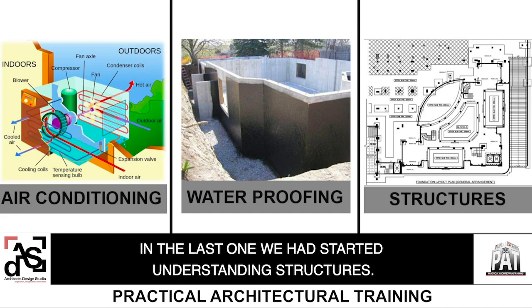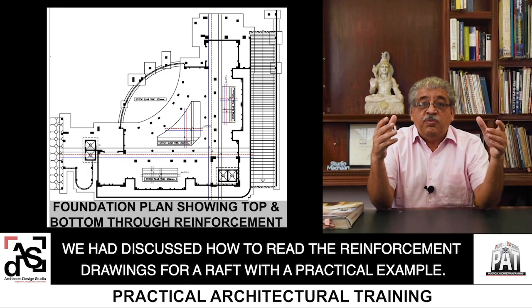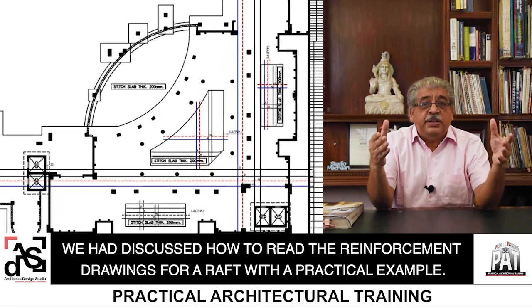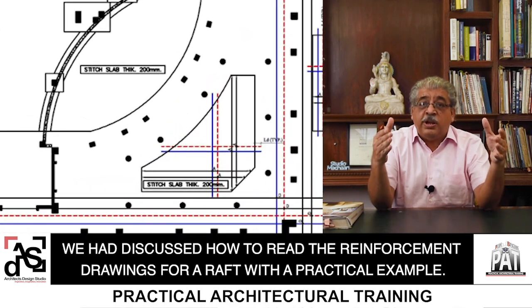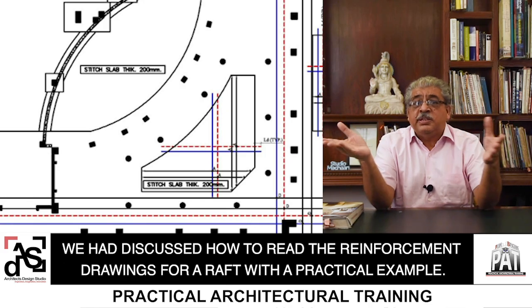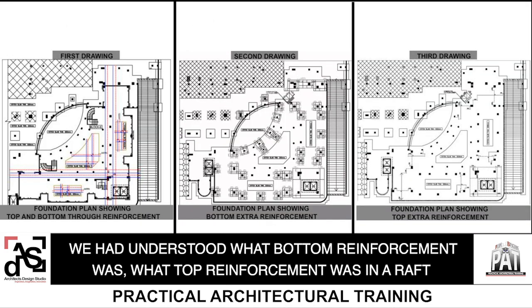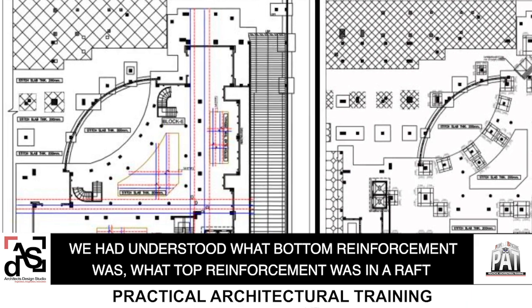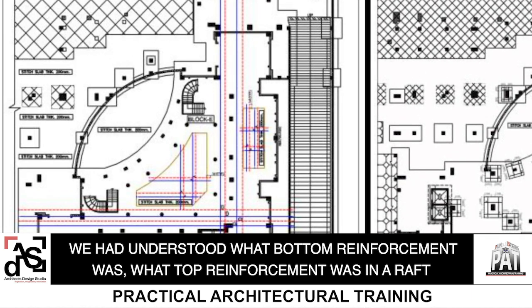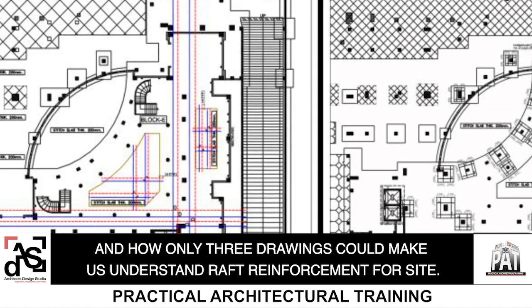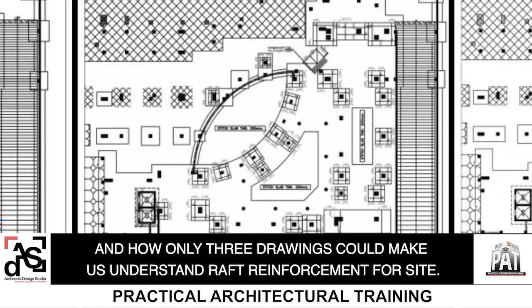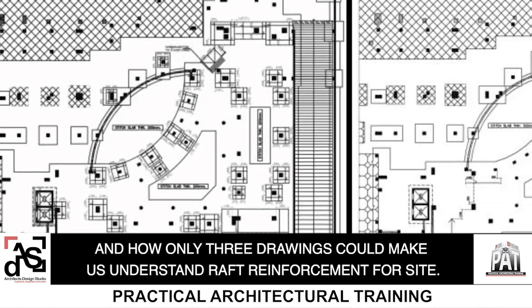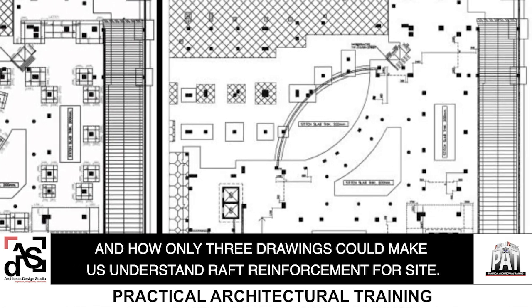In our last few videos, we had covered topics such as air conditioning and waterproofing. In the last one, we had started understanding structures. We had discussed how to read the reinforcement drawings for a raft with a practical example of a site. We had understood what bottom reinforcement was, what top reinforcement was, and this was totally explained in three drawings, and these three drawings could make us understand raft reinforcement for sites.